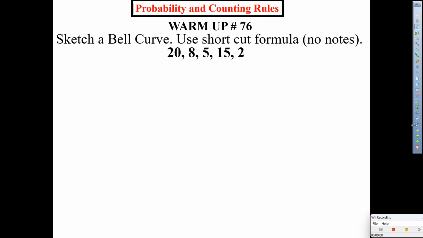Let's get started, please. And once again, by now, that should be automatic. It says sketch a bell curve. Use a shortcut formula, no notes. So you should know that automatically by now. And the data given: 28, 5, 15, and 2. I'll give you guys some time. Ready, go. You will need a calculator, so make sure you get one.